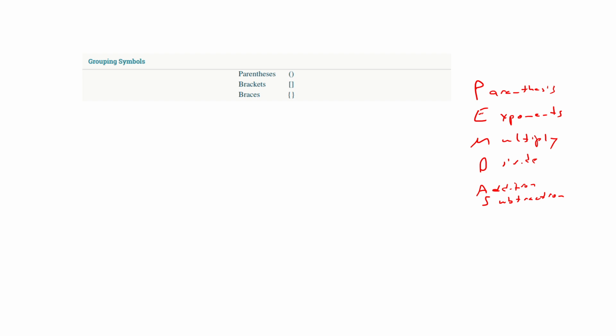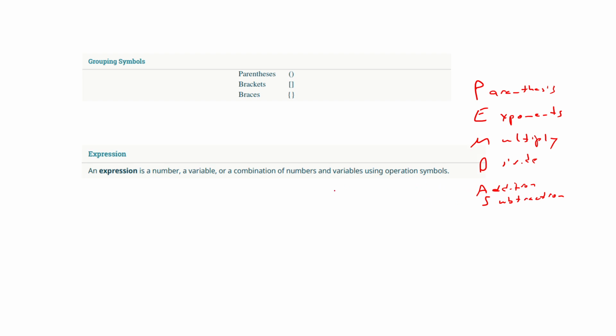Now parentheses really means any kind of grouping symbol needs to be done first. Exponents come next. Then multiplication and division are technically tied. And so if there's a tie, we've got both of them going on. We're going to work from our left to our right. And lastly, we've got addition and subtraction. In that case too, if those are tied, we move left to right.